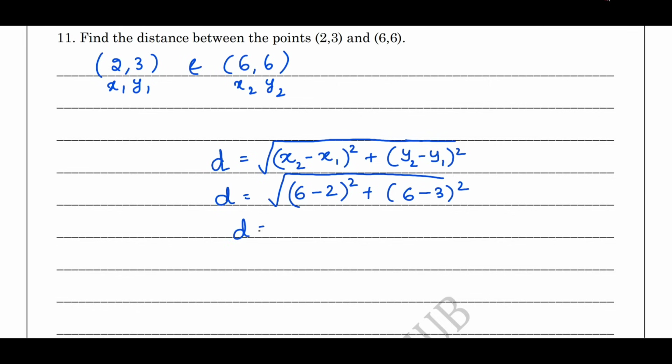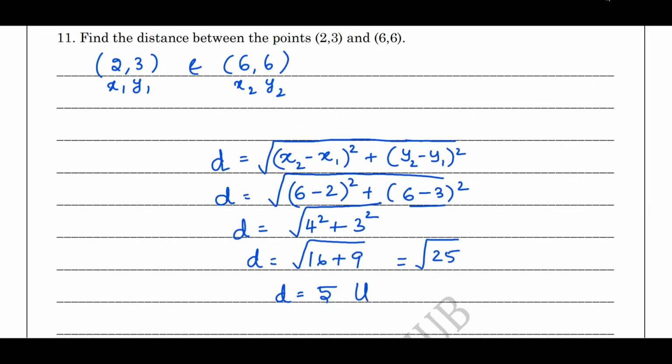Now D equals 6 minus 2 is 4 square, 6 minus 3 is 3 square. 4 square is not 4 into 2. 4 into 4 is 16, plus 3 into 3 is 9. What we get is 16 plus 9, which is 25. Now the square root of 25 is 5 units. So distance equals 5 units.